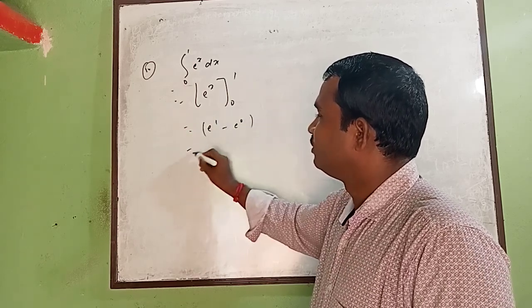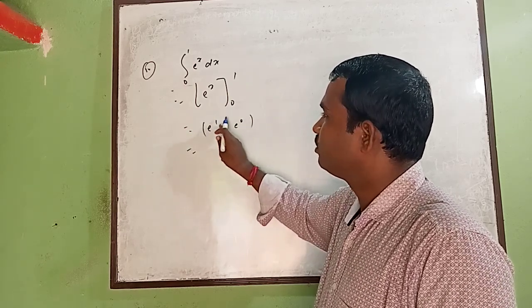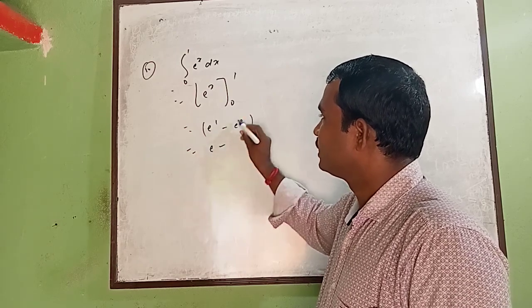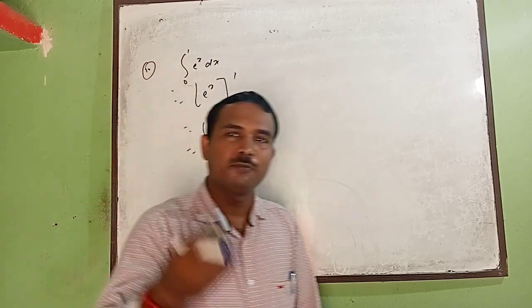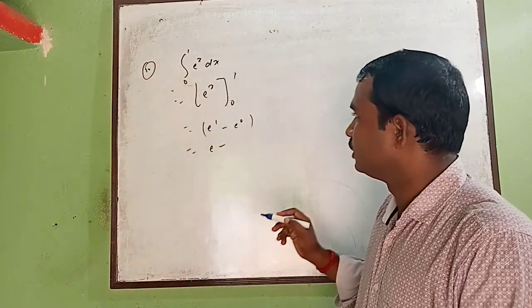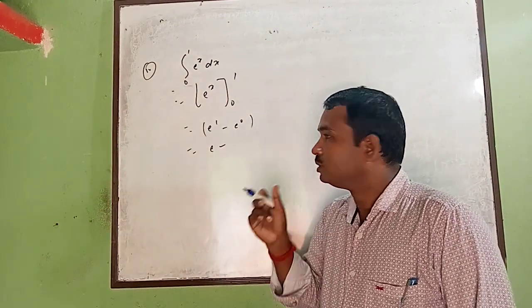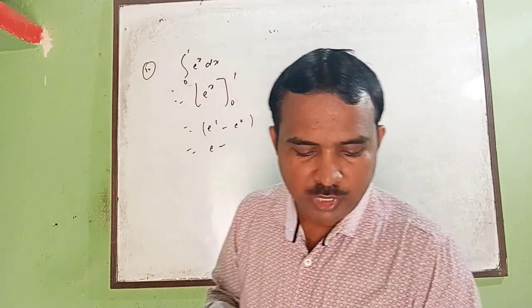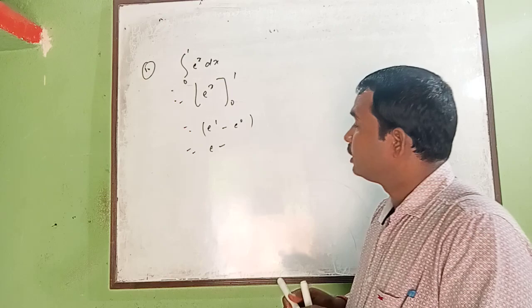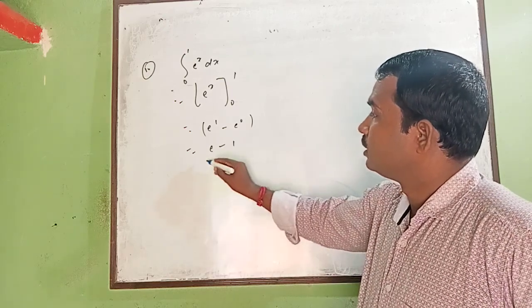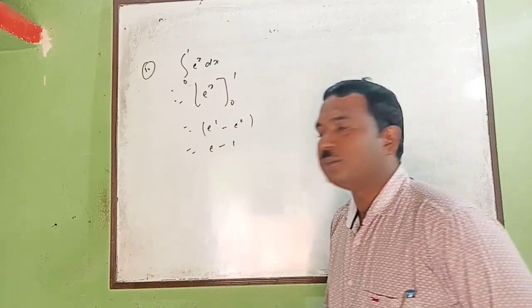You know that e to the power 1 is e, minus, if the power is 0, then the value will be 1. So here will be e minus 1. This will be the answer.